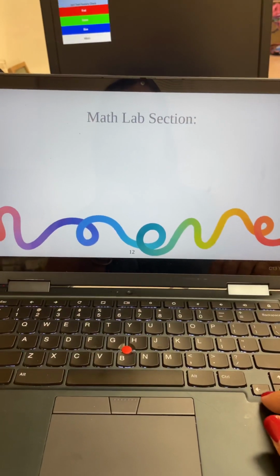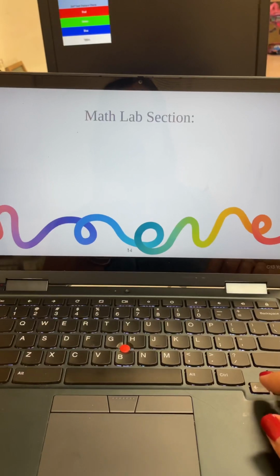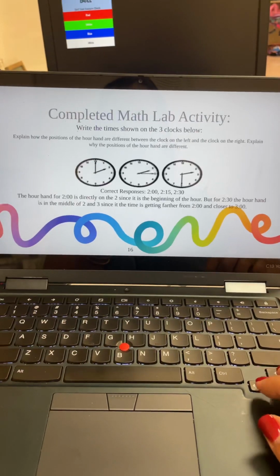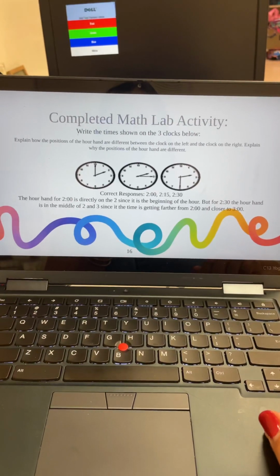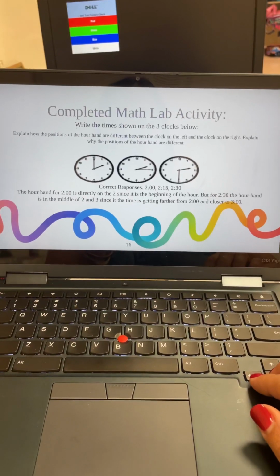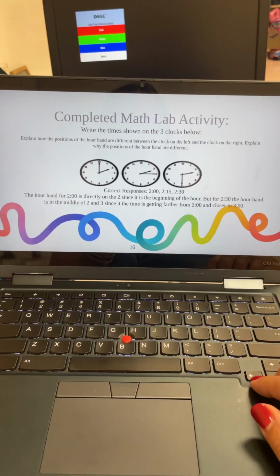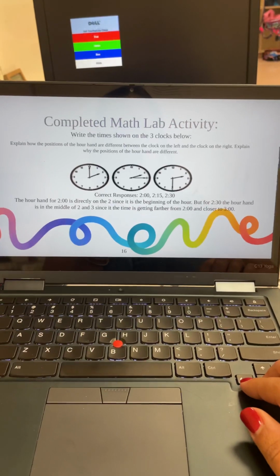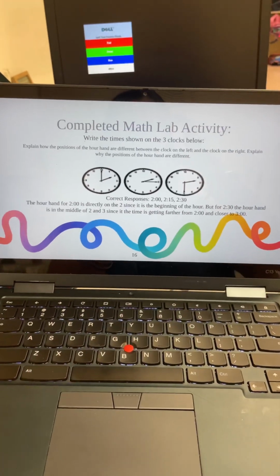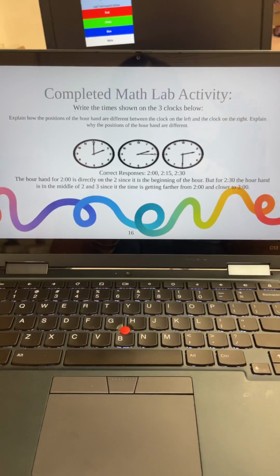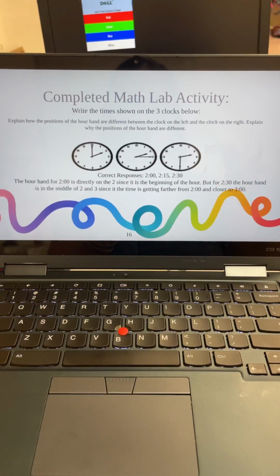This is my math lab section. There are multiple slides, about 4 of these. And then this is my completed math lab activity. One of the standards we have to cover is time. So I did a math lab activity where you could decipher between the clocks.